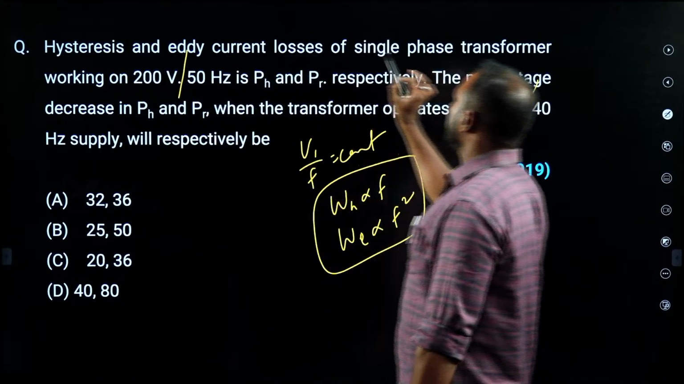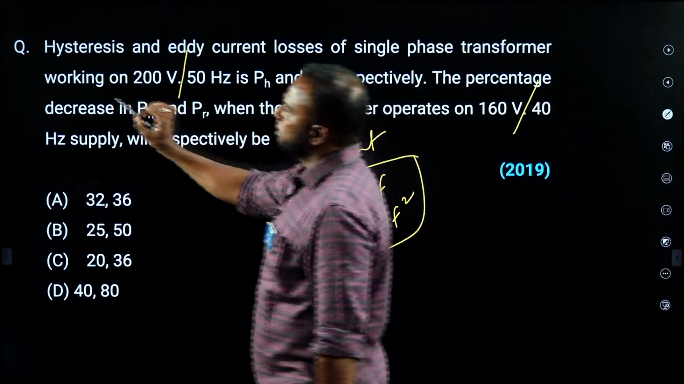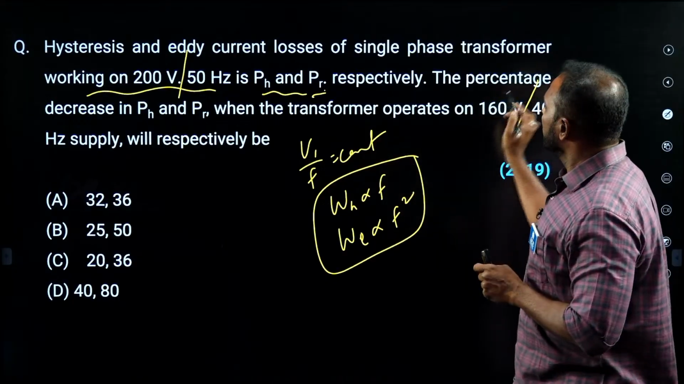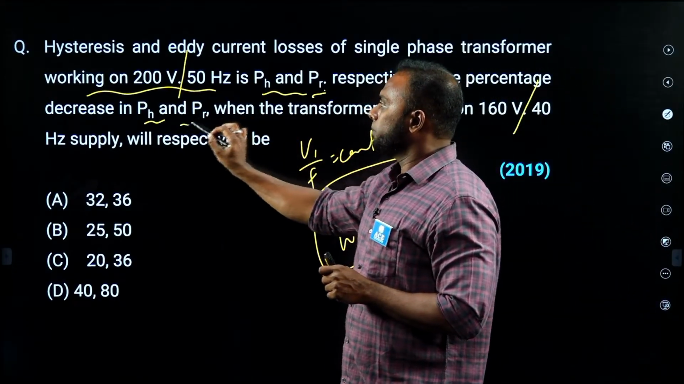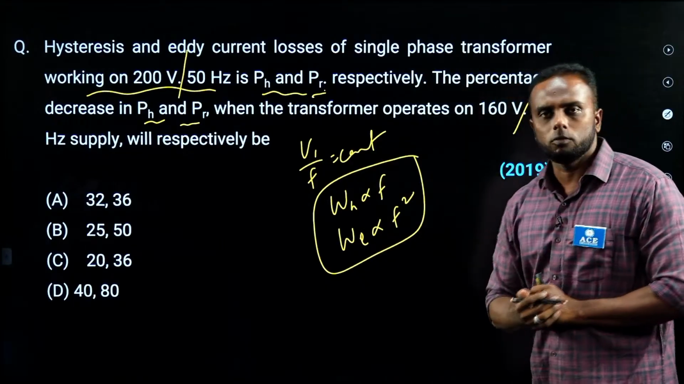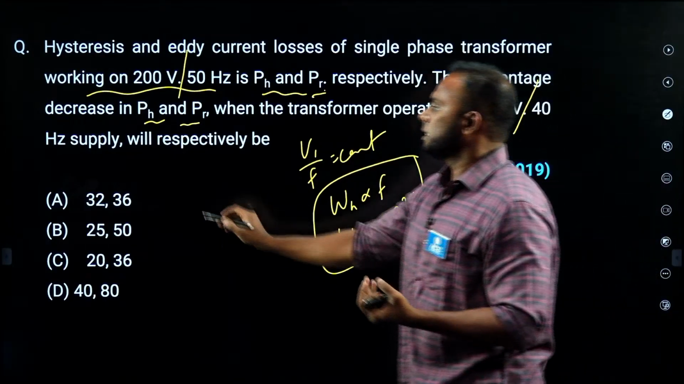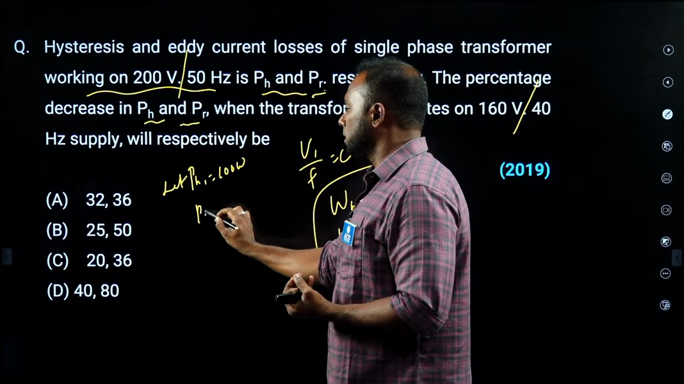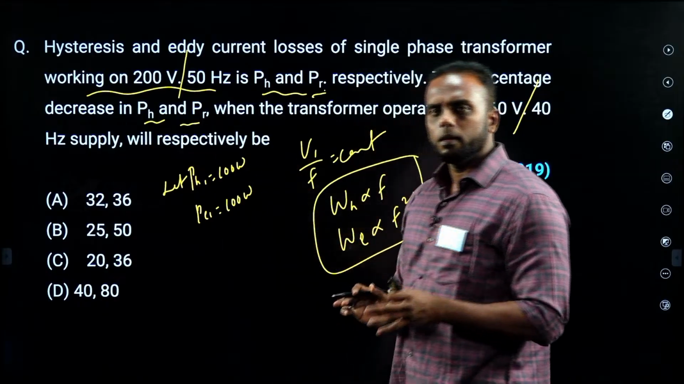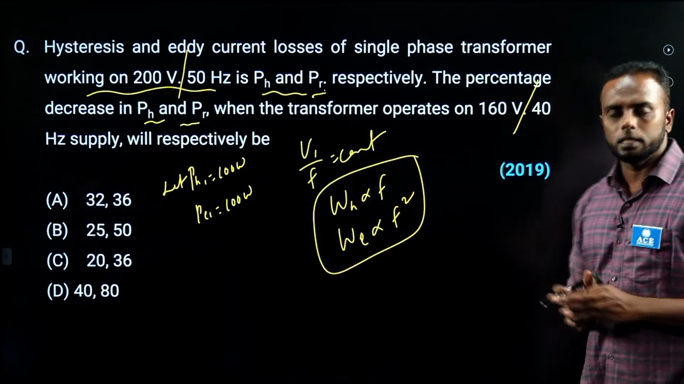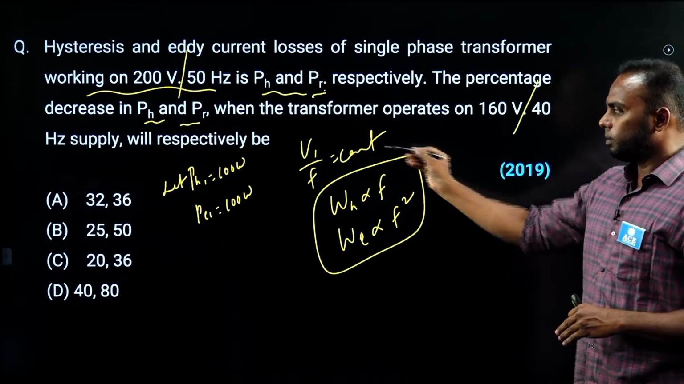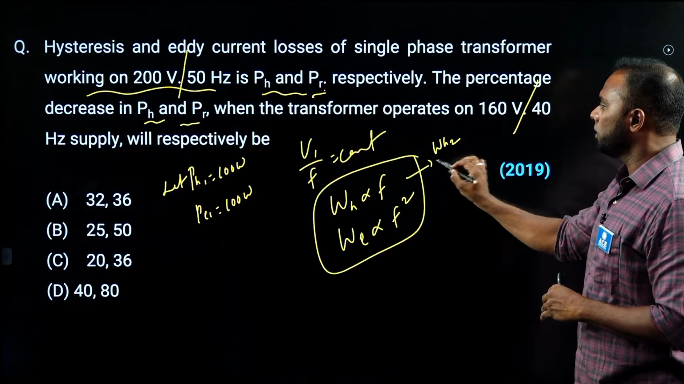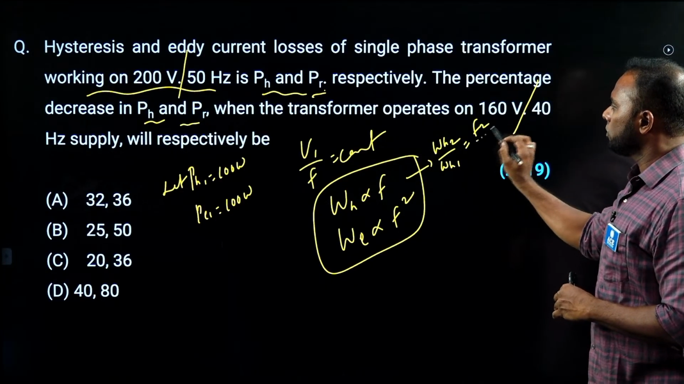The hysteresis and eddy current losses of a single phase transformer working on 200 volt 50 hertz are PH and PE, given; the value is not given. The percentage decrease in PH and PE when the transformer operates on 160 volt 40 hertz supply. So you take initially, let PH1 equal to some 100 watts and PE1 equal to 100 watts. Anything you take. Percentage decrease means if you take 100, we easily get the answer. Then according to this relation V by F constant, hysteresis is proportional to F, means WH2 by WH1 equals F2 by F1.